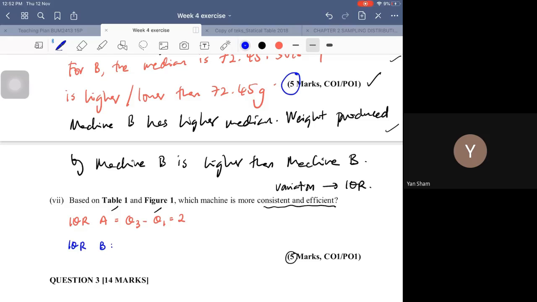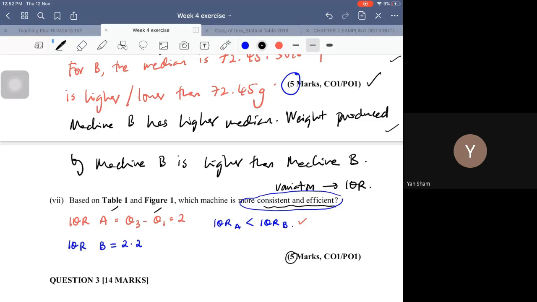Right, so now if I compare the value of this interquartile range, I can say that the interquartile range for A is actually less than the interquartile range for B. That is what we get from the calculation. And I'm going to answer the question: which one is more consistent and efficient?